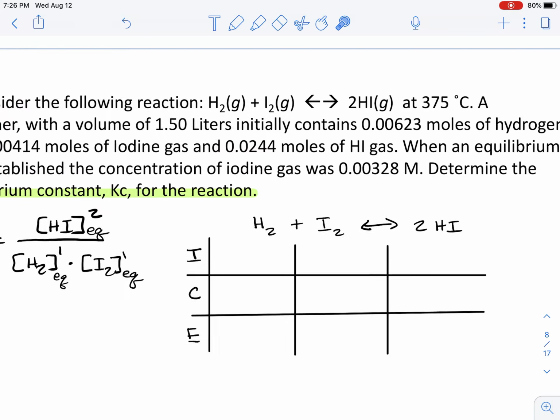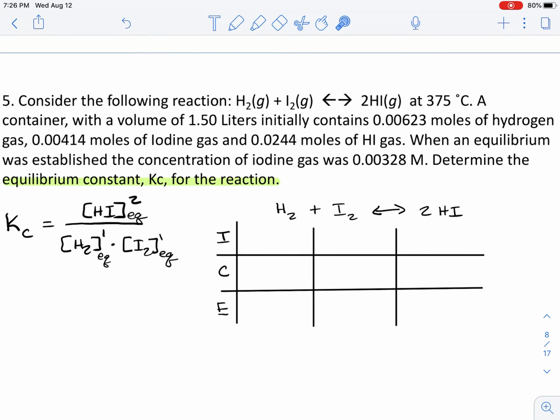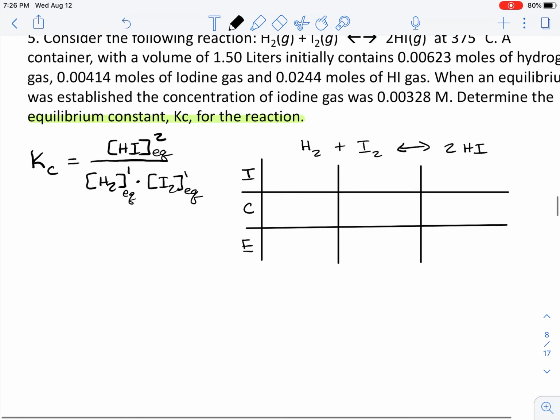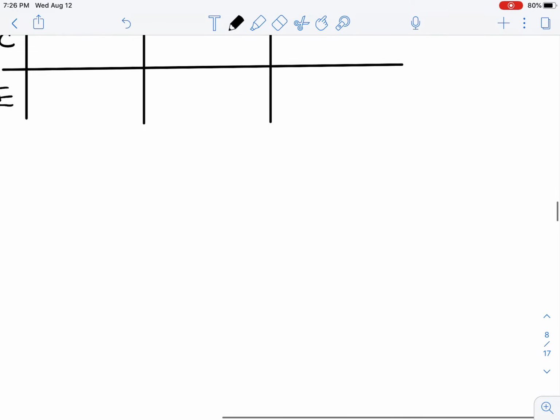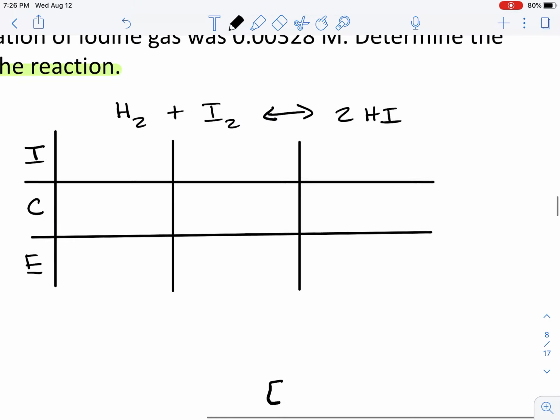And so let's go ahead and fill in our initial concentrations. Here we have units of moles, and we know concentration needs to be in molarity. And so therefore we need to take this value and divide it by the total volume of the container. So I'm just going to go ahead and put this off to the side for now. So here I have the initial concentration of, what was this one? H2.